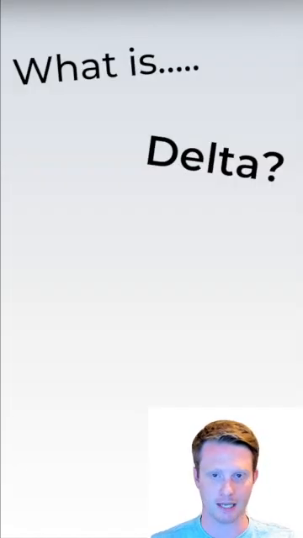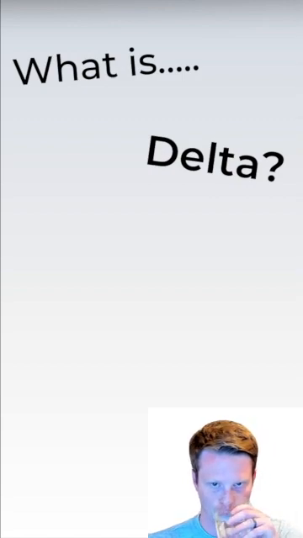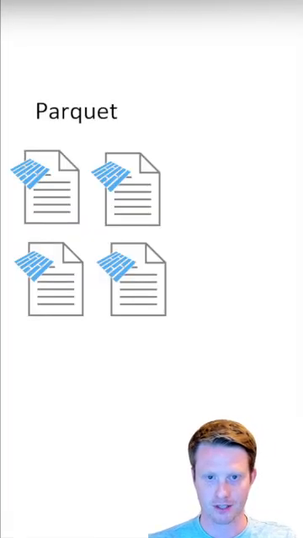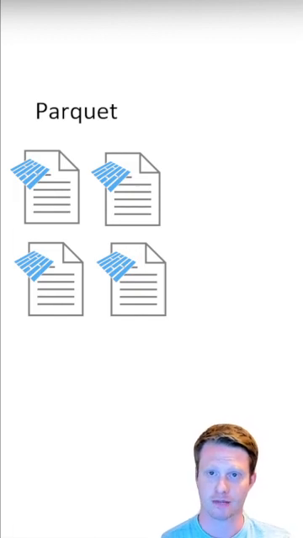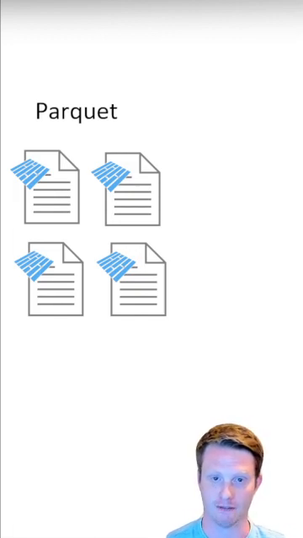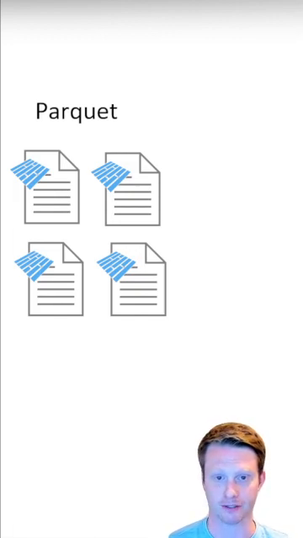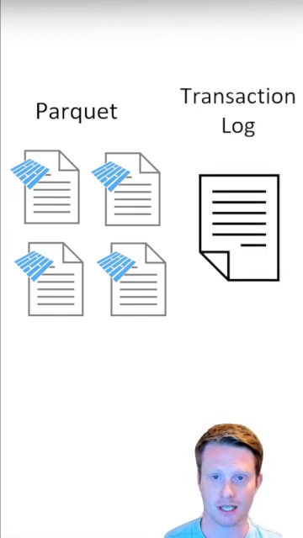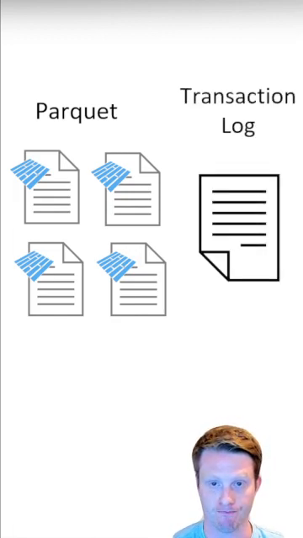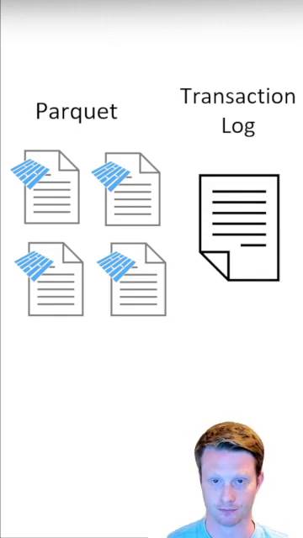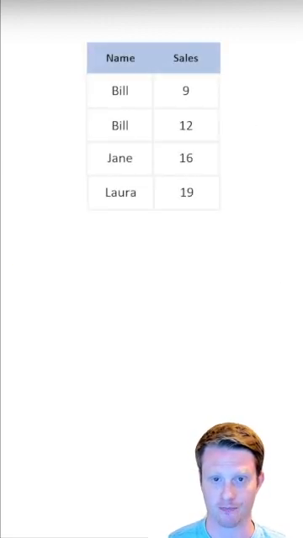So what is Delta? Delta is data that is stored as Parquet files, but it has one big difference. It adds this thing called a transaction log. So Delta is Parquet with a transaction log. So what is this transaction log?